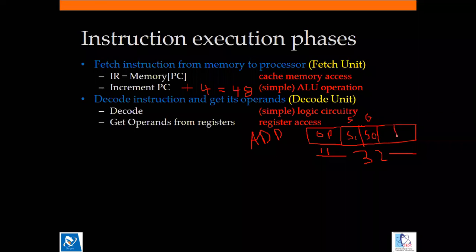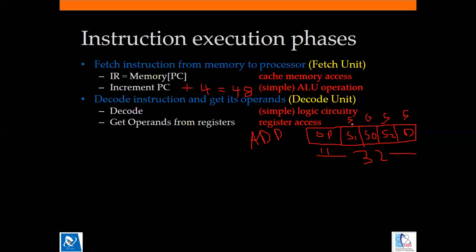The next one is source 2, which is also a 5-bit field, and this one is the destination field, also 5 bits. I think it is clear why we have only 5-bit fields for source 1, source 2 and destination: in this processor there are only 32 registers, and to locate one of 32 registers we require only 5 bits, since 2 raised to 5 equals 32.